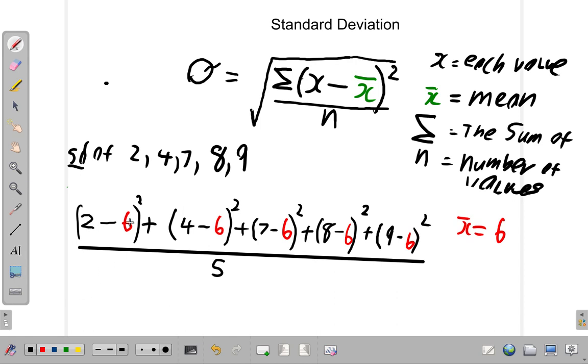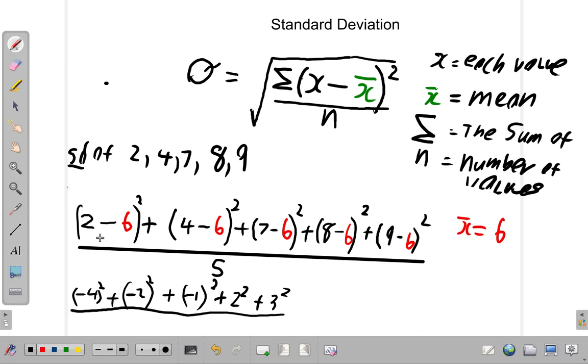So let's see what's happening now. 2 minus 6 is negative 4. Negative 4 squared. You must put the negative 4 in a bracket. Alright, plus 4 minus 6 is negative 2 squared, plus 7 minus 6 is negative 1 squared, plus 8 minus 6 is going to be 2 squared, plus 9 minus 6 is what? 3 squared. All of that, I want a straight line. Good. All of that divided by 5. So negative 4 squared is 16, plus negative 2 squared is 4.